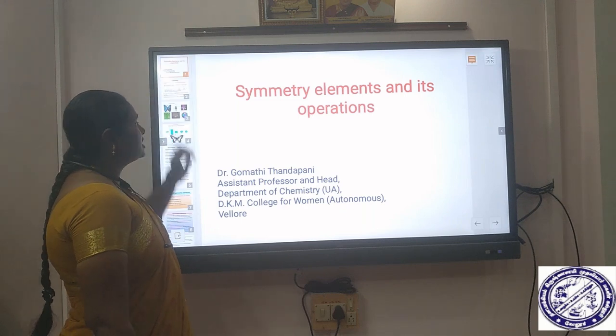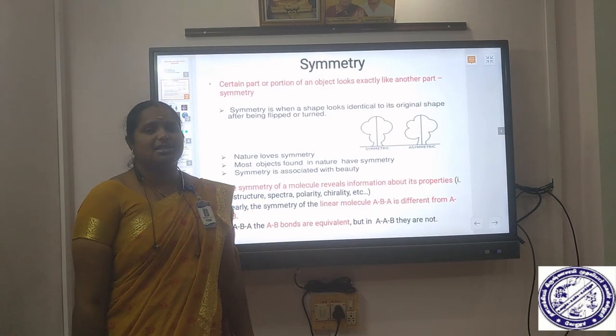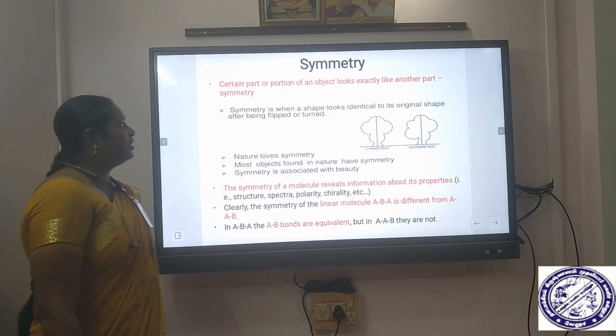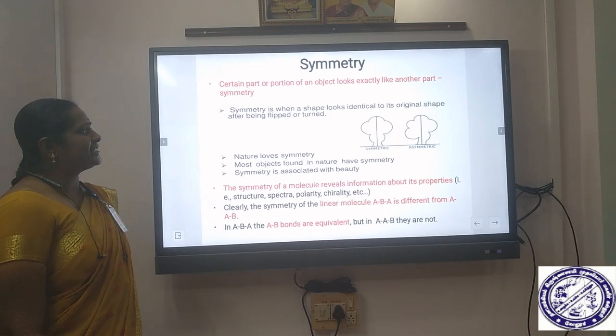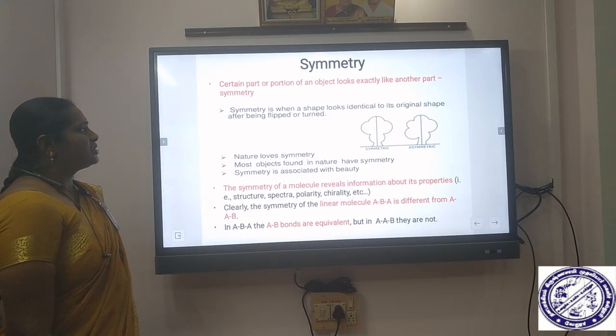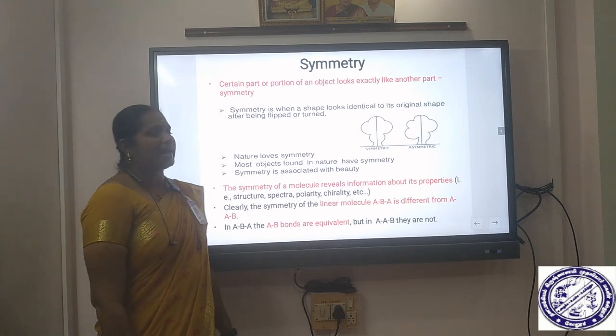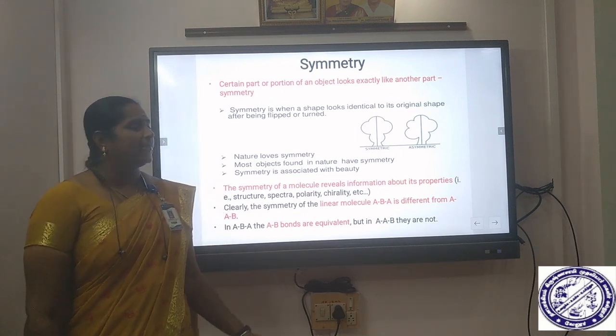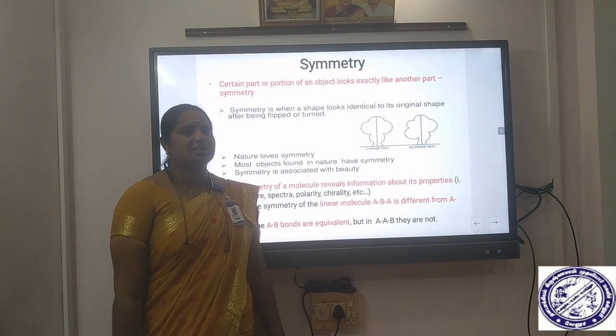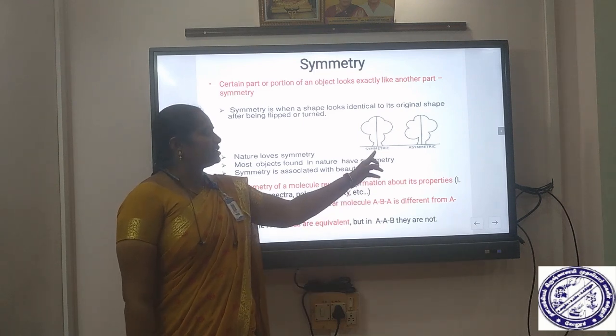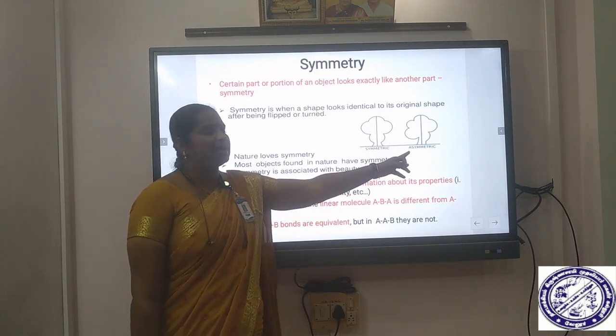First we are going to see what is meant by symmetry. Symmetry is when a certain part or portion of an object looks exactly like another part. Symmetry is when the shape looks identical to its original. For example, the pictures are given here. This picture is showing a symmetry and this is an asymmetry.